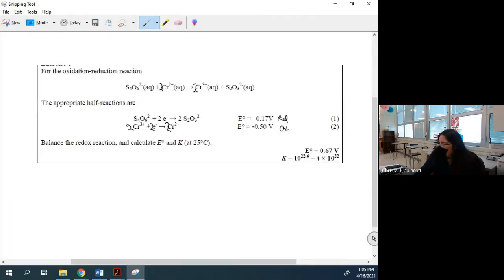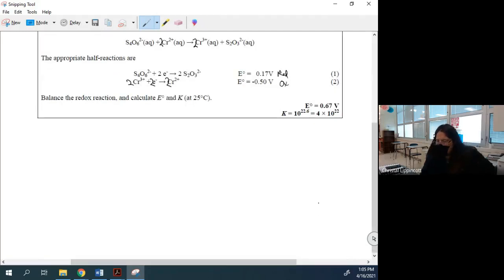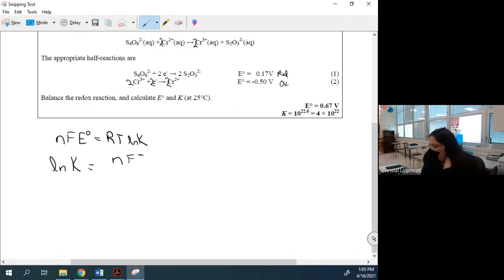So I'm going to have to figure out K here, and I'm going to use my Nernst link: nFE′ equals RT ln K. Okay. I want to solve for K. So the natural log of K is going to equal nFE′ over RT. Everybody okay with my algebra manipulation here?